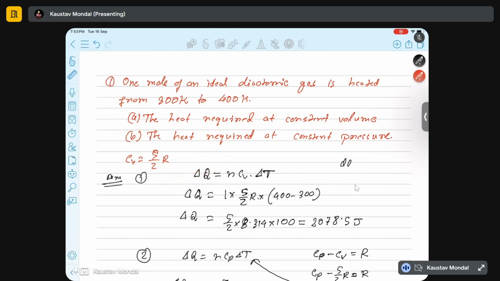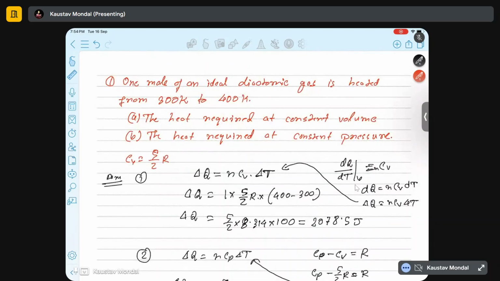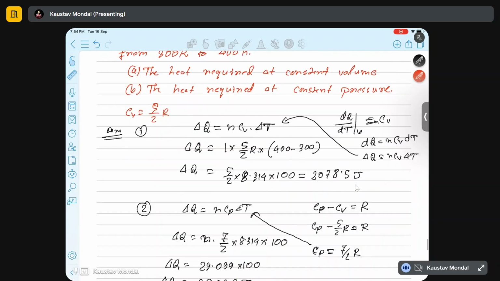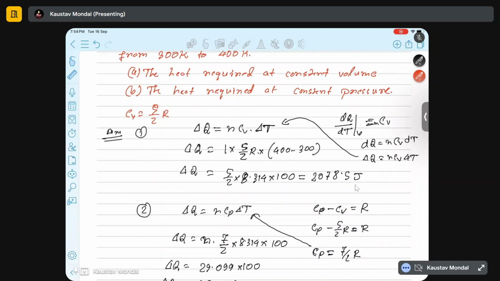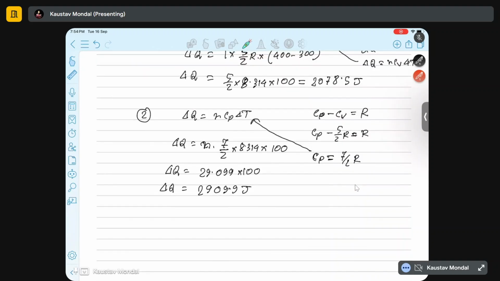This formula actually comes from here. We know dq by dT at constant volume is Cv. So you can write dq as n Cv dT, and if you do the integration, it gives you delta q equal to n Cv delta T. Delta T is the temperature raised, Cv is given, n is 1 mole, and that gives delta q as 2078.5 joule.